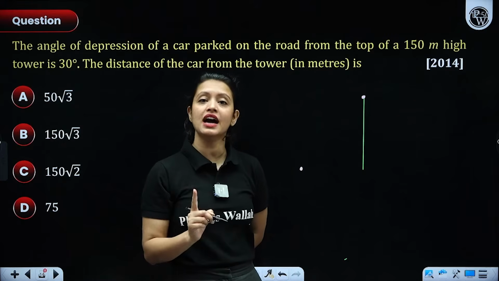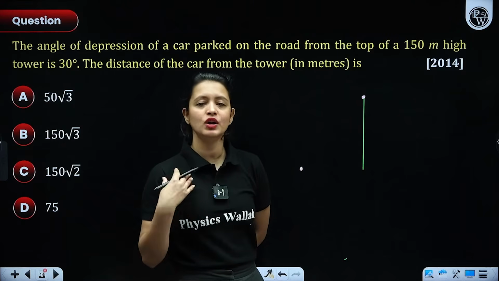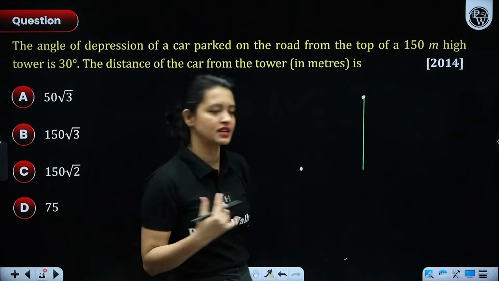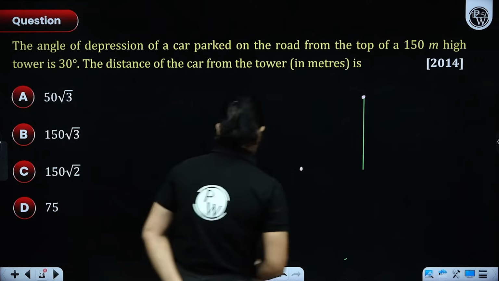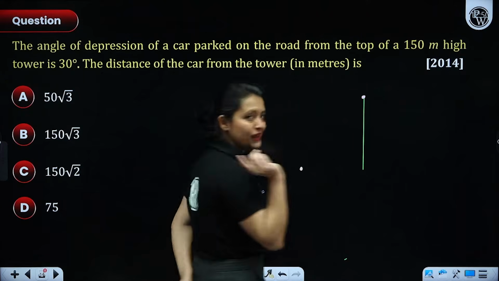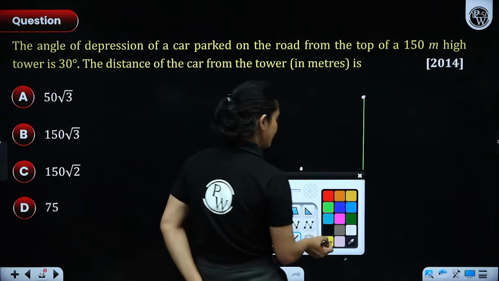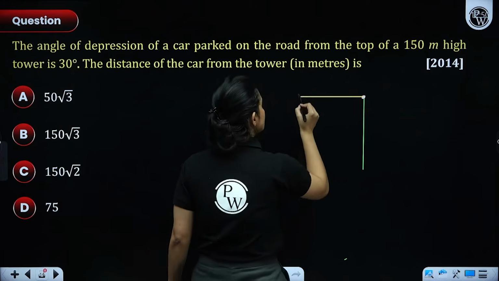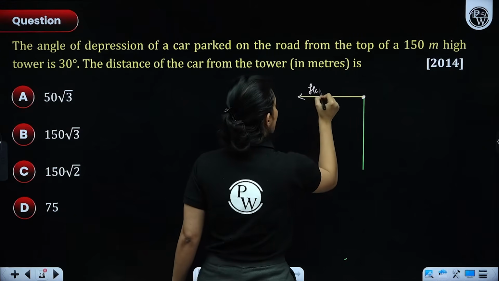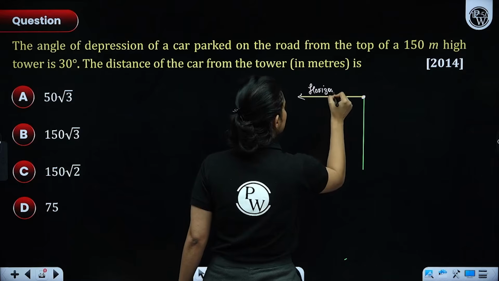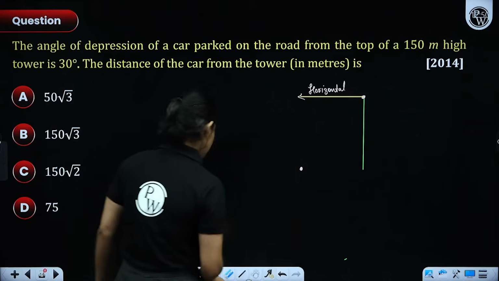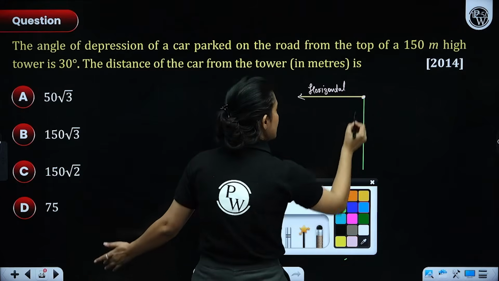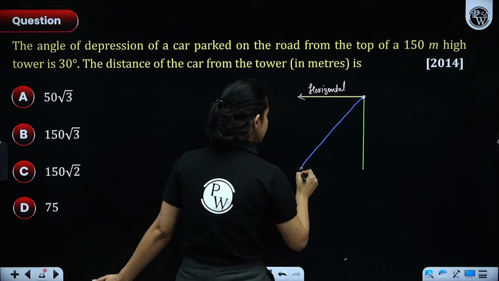Why did I take the car as point size? Because no height, no dimensions of the car is given. So, it's a point size object. Okay. Now, everyone, first of all, let's make the angle of depression. So, to make the angle of depression, you will draw the horizontal first. So, this here is your horizontal. This is your horizontal, always from the point of observation, right? What's the line of sight, everyone? The line of sight would be this.